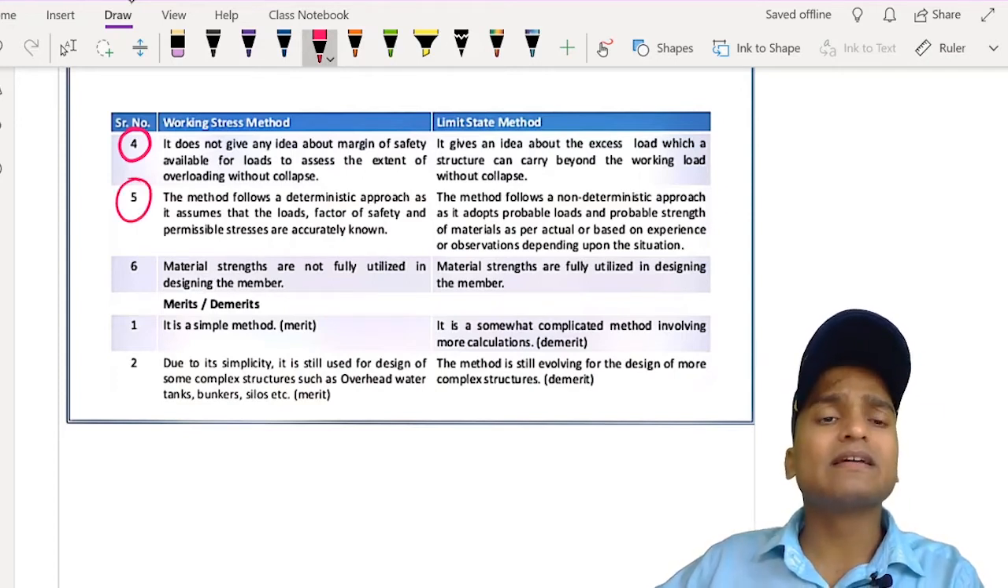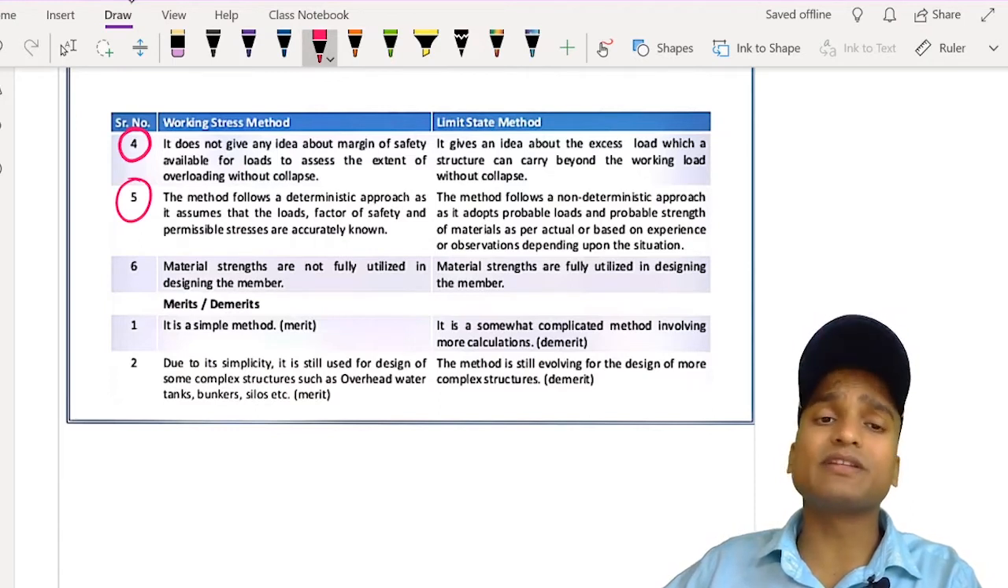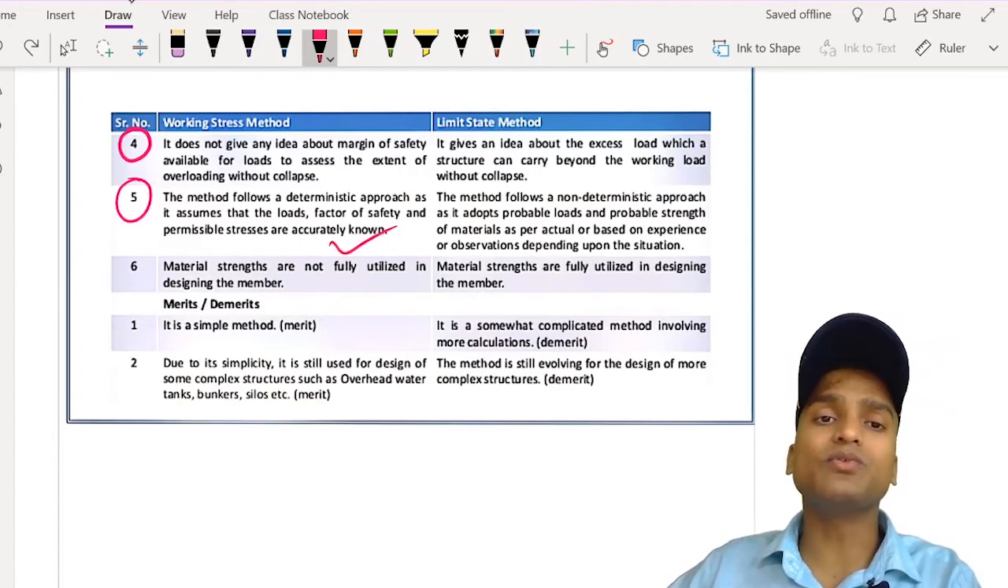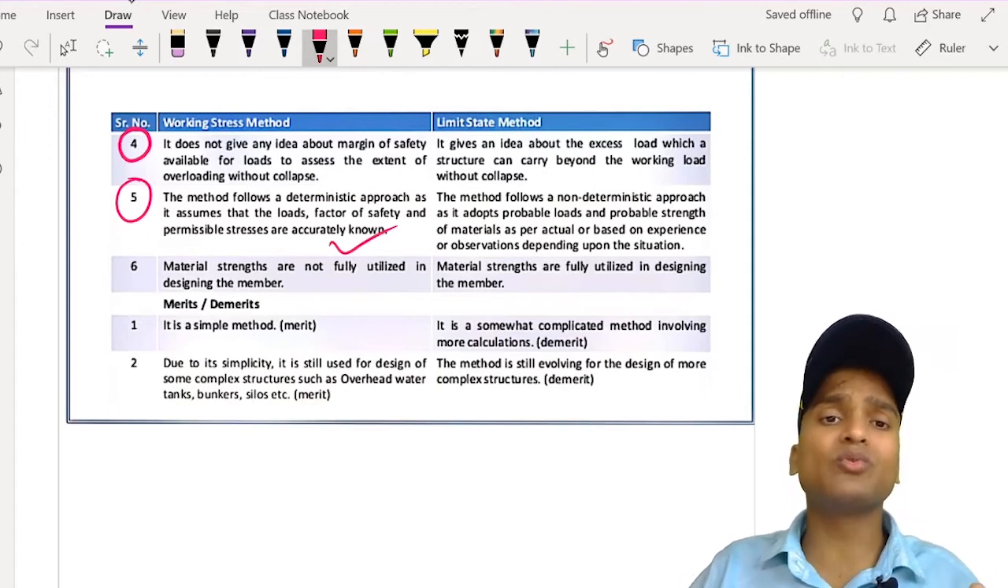Fifth point says WSM follows a deterministic approach as it assumes that the loads, factor of safety, and permissible stresses are accurately known. So everything is known there.